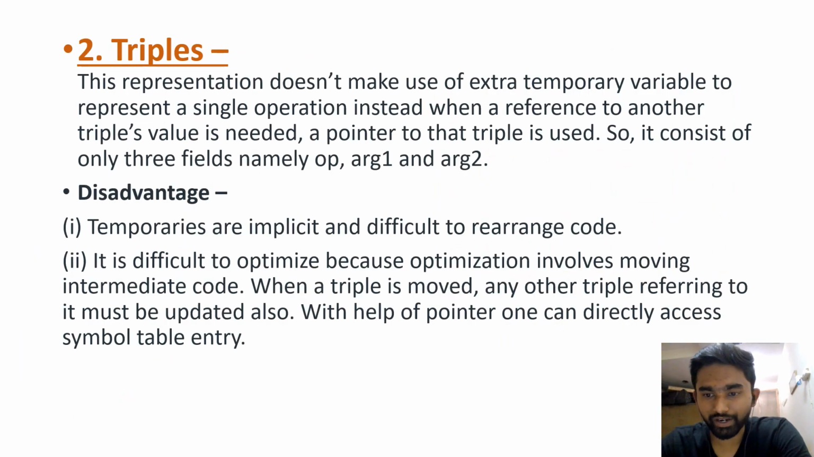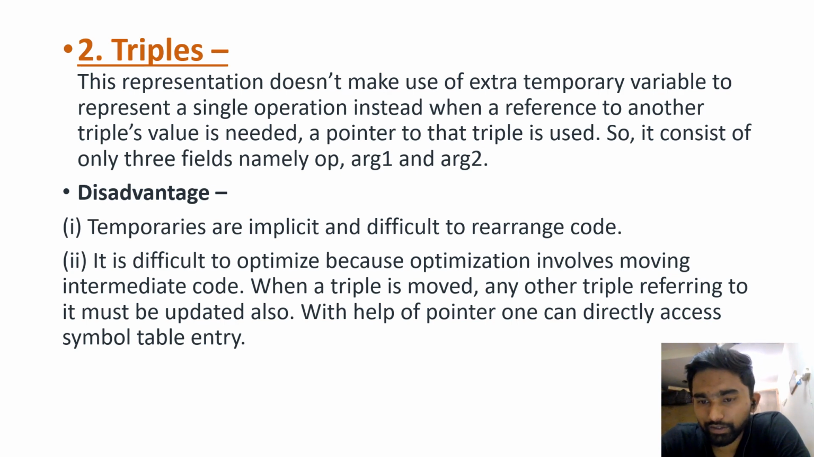So now we will learn about another representation called triples. In this we don't use an extra temporary variable to store the result of any operation, because it takes extra space and increases our time complexity. So instead of that, when a reference to another triple value is needed, a pointer to that triple is used. So it consists of only three fields: operator and two operands.